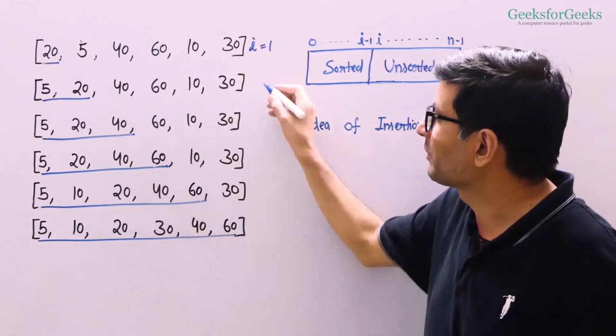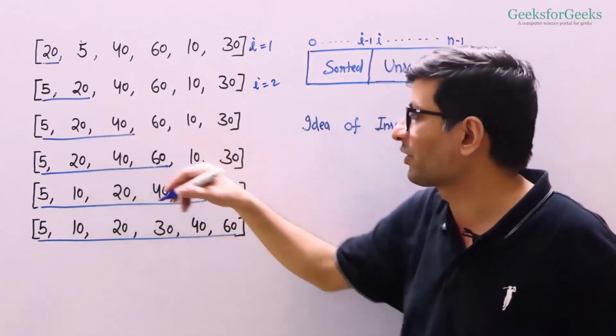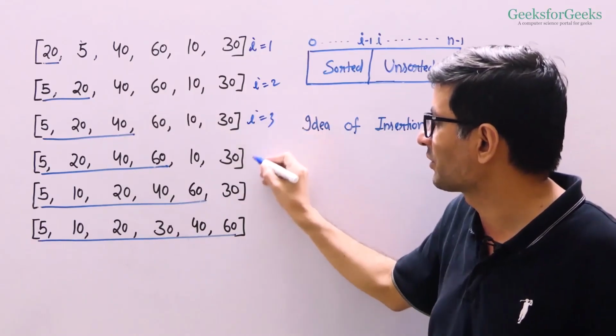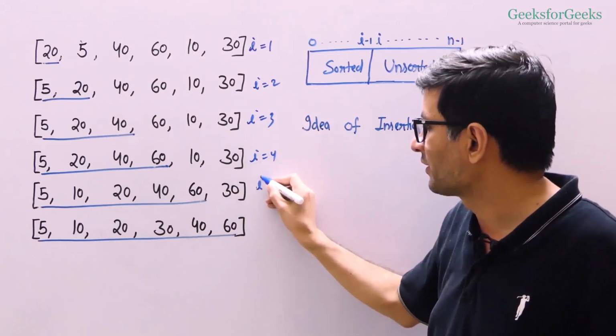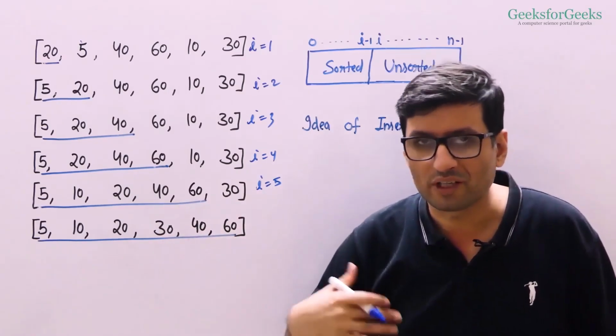And once 5 is placed there, we are going to do the next iteration for 40, right? And we are going to put 40 at the correct place, and I equal to 3, I equal to 4, and I equal to 5, right? After I equal to 5, we get this array sorted. So this is how we are going to run a loop.